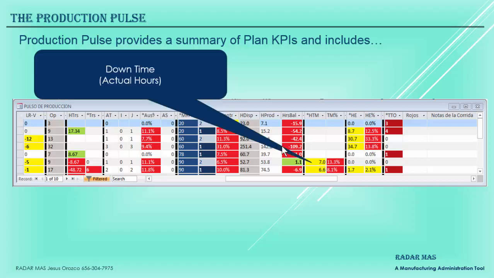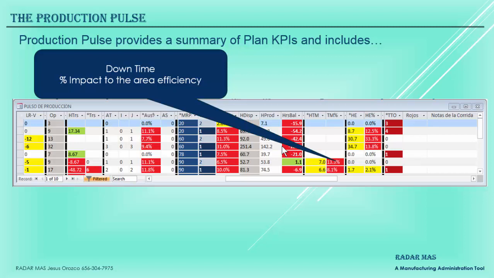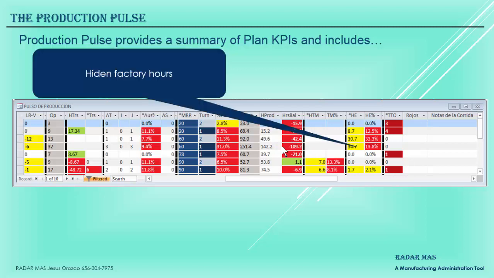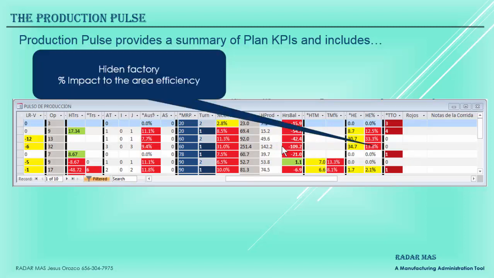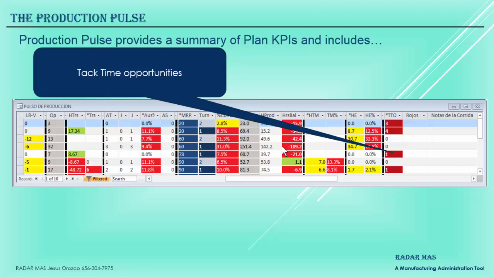The downtime in actual hours, it means the actual downtime multiplied by the number of operators that were impacted by the downtime. And the impact of the downtime to the efficiency. Hidden factory hours and the impact of those hidden factory hours to the area efficiency, and the takt time opportunities. This is a very key element to predict productivity results at the end of the day.